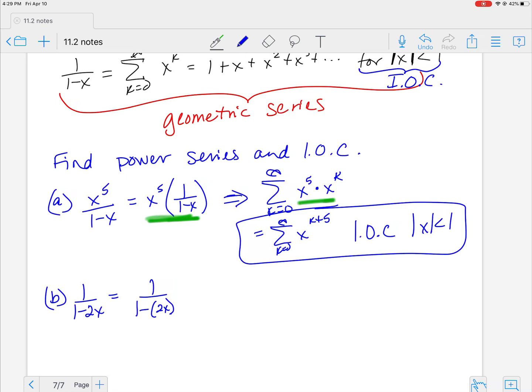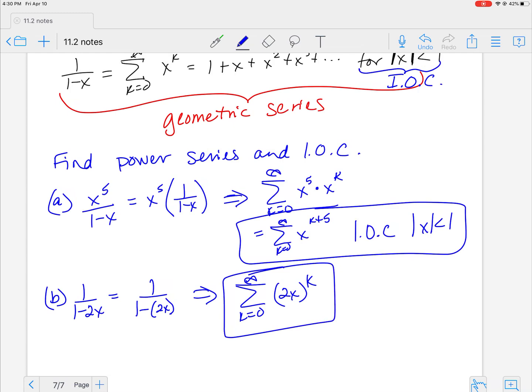So if these are multiplied, so I multiply. This is an input, so then I input. You see that? Okay, so I input that value. So I've got this 2x to the k. You have to put parentheses around there.